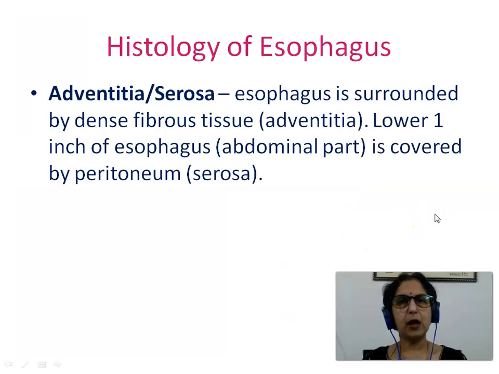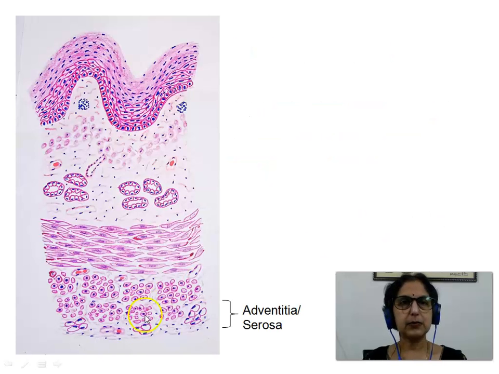Finally, the outermost part is the adventitia or serosa. Esophagus is surrounded by dense fibrous tissue, that is adventitia, all along except in the lower 1 inch or the abdominal part of the esophagus. This abdominal part is covered by peritoneum and hence the outermost part is called serosa. What we see here is the adventitia or serosa, the outermost part, which is made up of connective tissue, adipocytes and blood vessels.